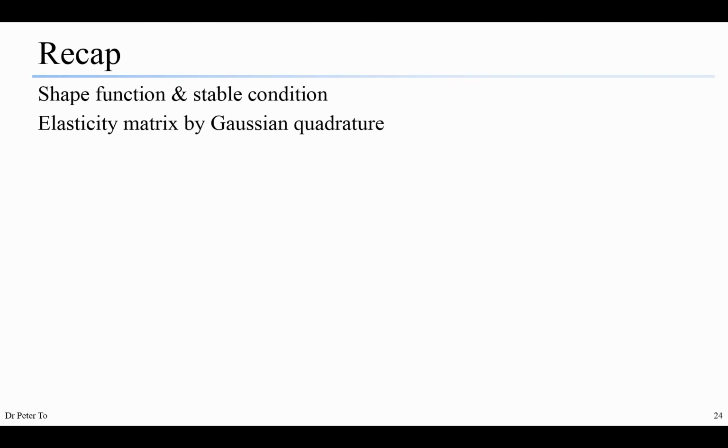So to recap, in this lecture we have studied the shape function, the stable conditions, and the elasticity matrix, as well as Gaussian quadrature. In the coming tutorial, we are going to study how to make a 2D application by programming and by using commercial software. Thank you very much for your time and see you next lecture.